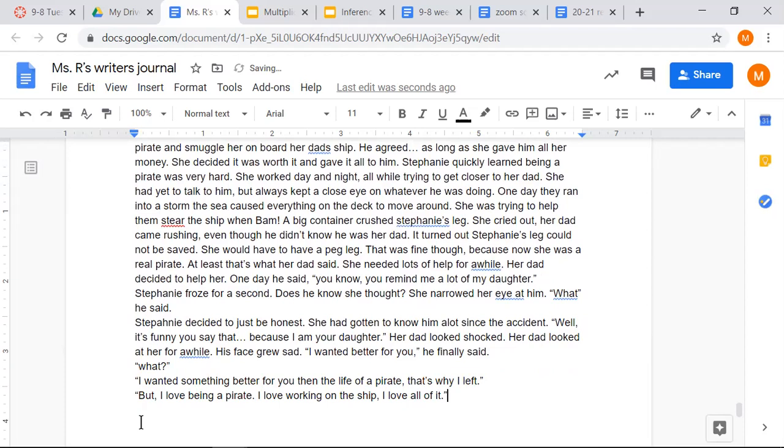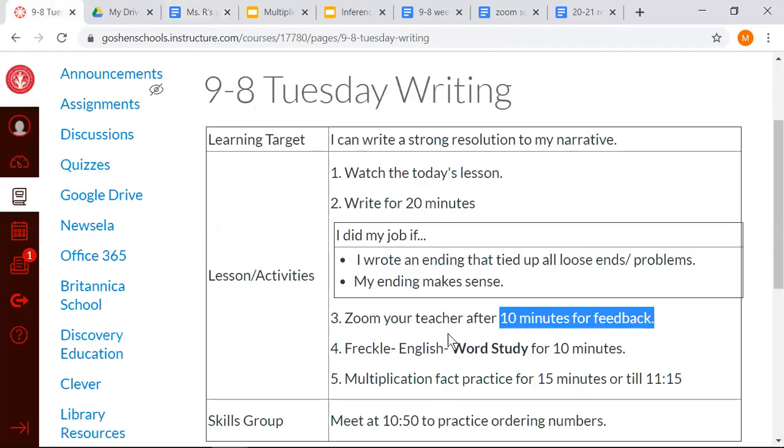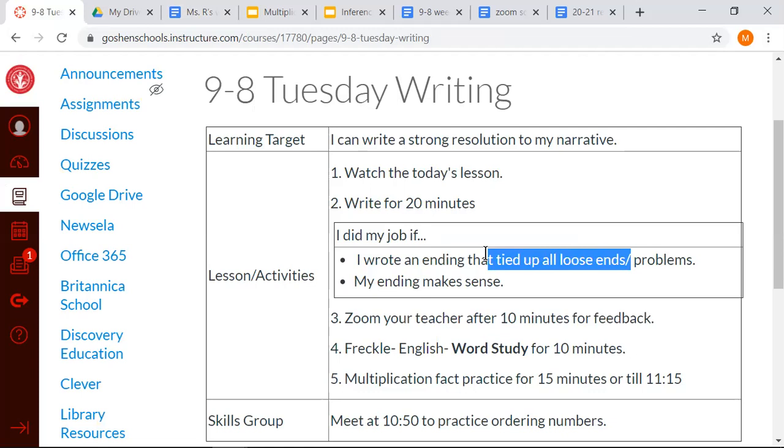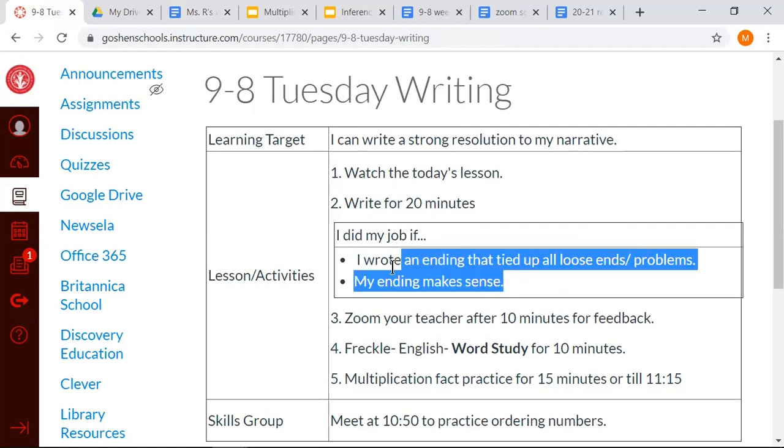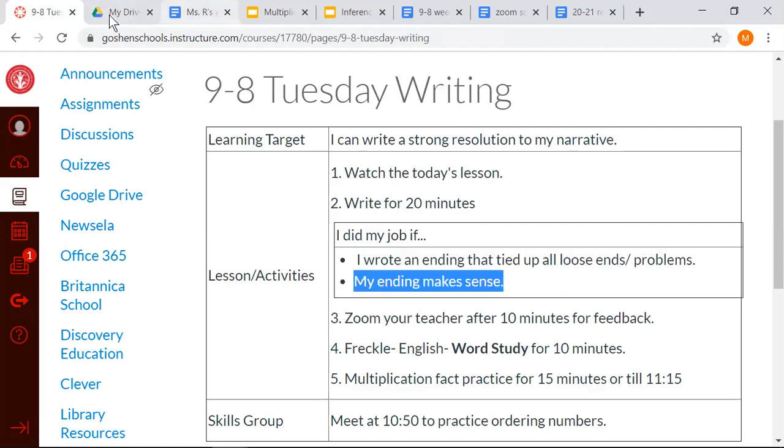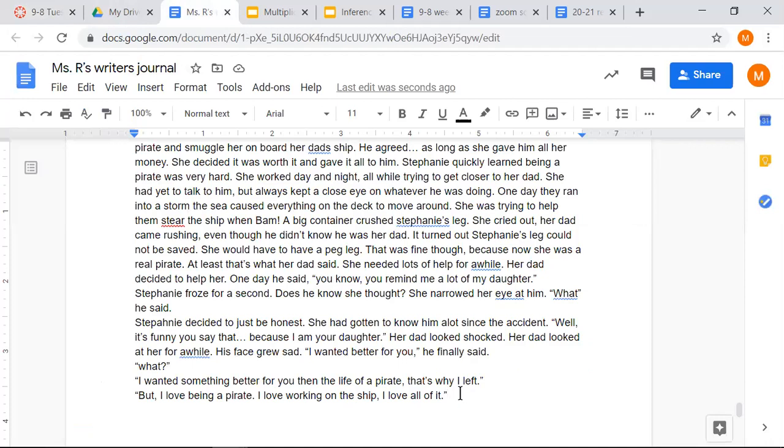Okay, so now I added that part. I've tied in the end there of why her dad left. So we finally know, my reader finally knows, and I did my job because I'm making sure I'm tying up all these loose ends and problems here, right? But now I still have this problem of her mom. What happened with the mom, right? And when I tie up all my loose ends and my problems, most of the time my ending will make sense, okay?